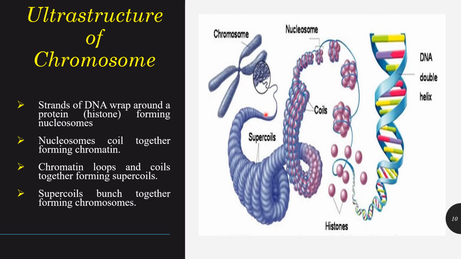Every component is arranged in an organized manner. एक पूरा एक ऑर्गेनाइजेशन है. DNA wraps around proteins. Proteins form beaded structures. These beaded structures coil to form chromatin. Chromatin makes loops and again coils together forming supercoils. These supercoils bunch together to form the whole chromosome. So every level of packaging is well organized.